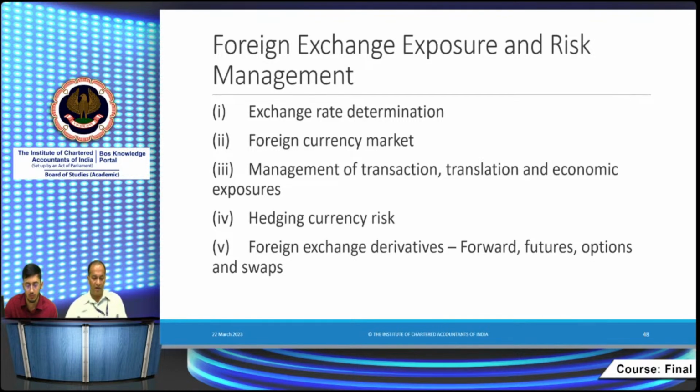Now the next topic is foreign exchange exposure and risk management. Just read out the same, then I will discuss it. The first topic in this chapter is exchange rate determination. The second topic is foreign currency market. The third topic is management of transaction, translation, and economic exposures. The fourth topic is hedging currency risk. The fifth topic is foreign exchange derivatives: forward, futures, options, and swaps.